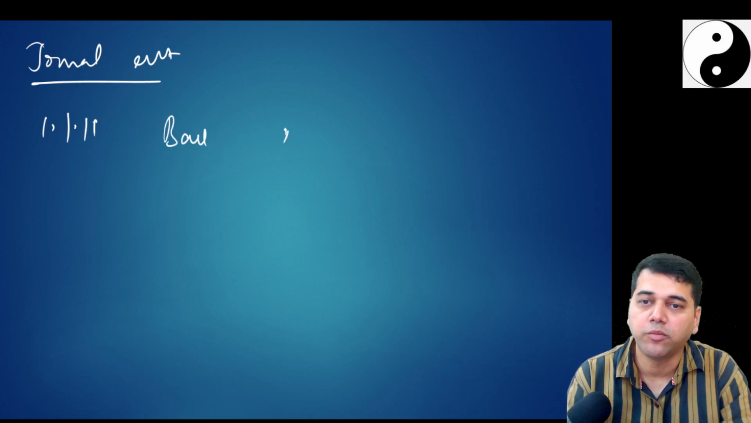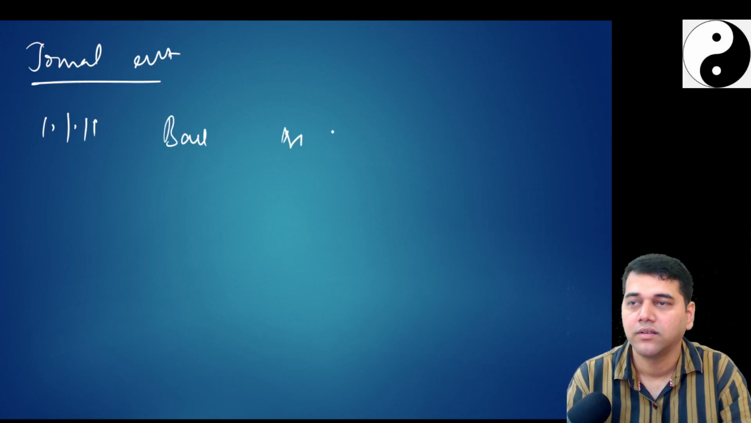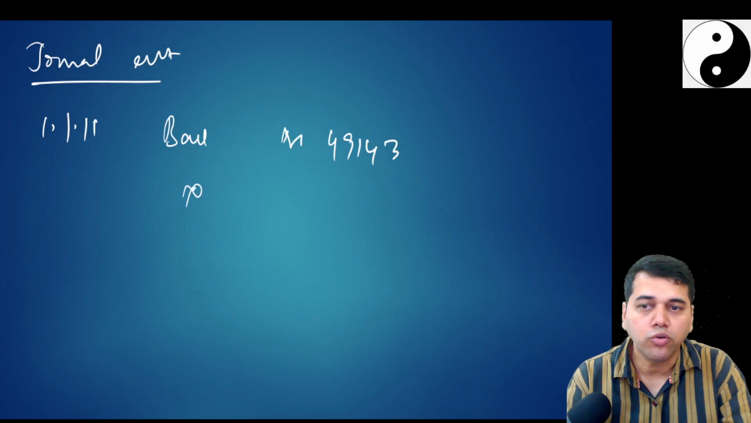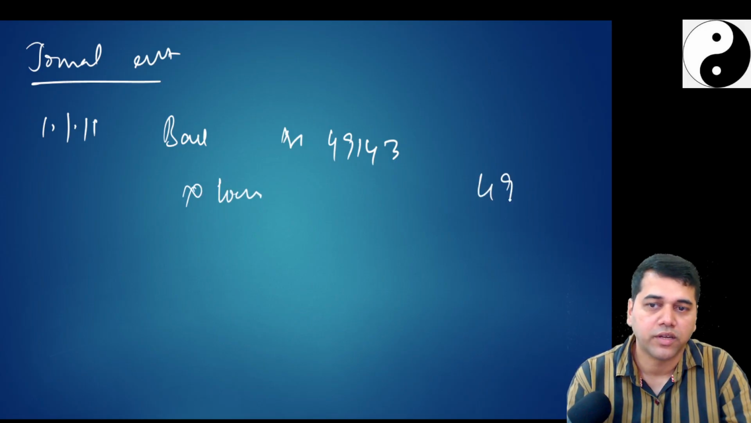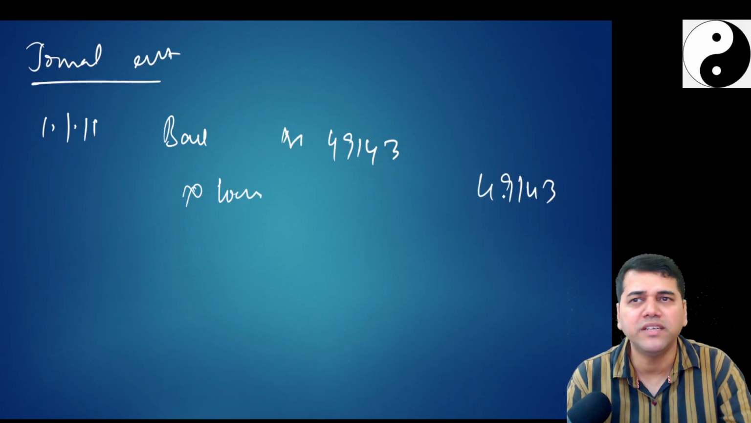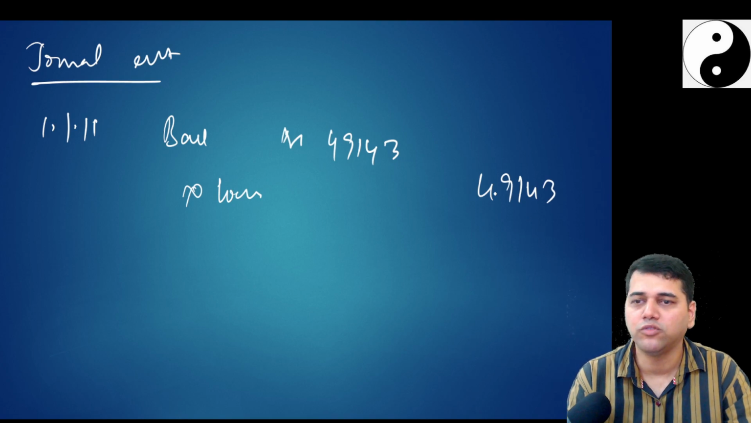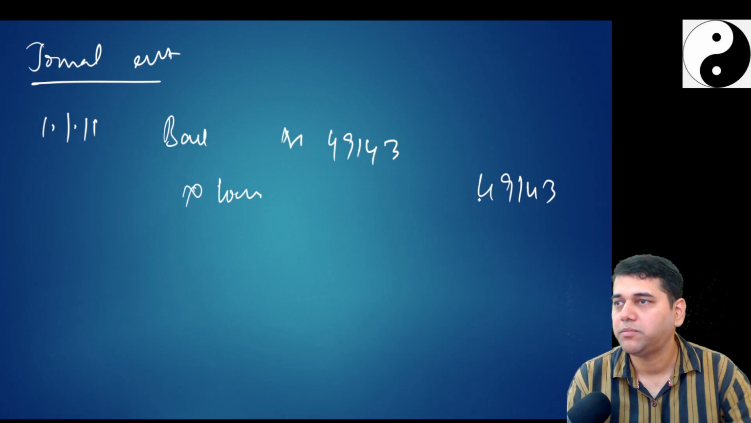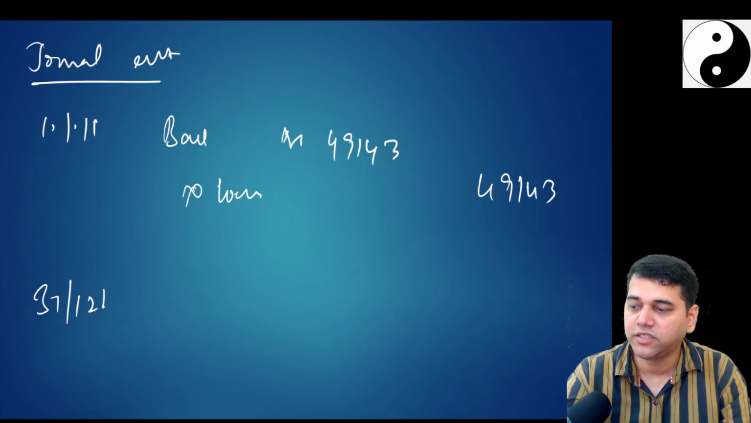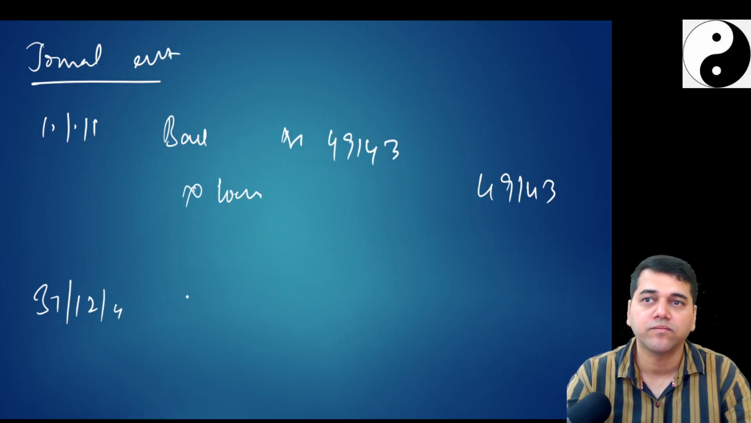Bank account debit, how much? 49,413. To loan, 49,413. If you want, you can split this. Bank to loan, transaction cost to bank, P&L to transaction cost. So many things you could have done. On 31st December 11, can you tell me the journal entry?